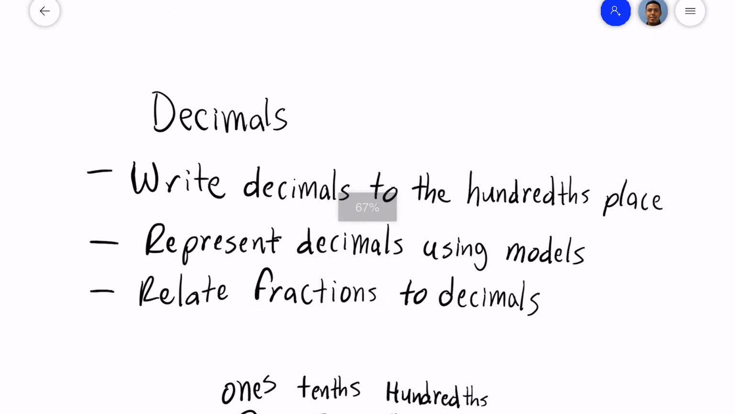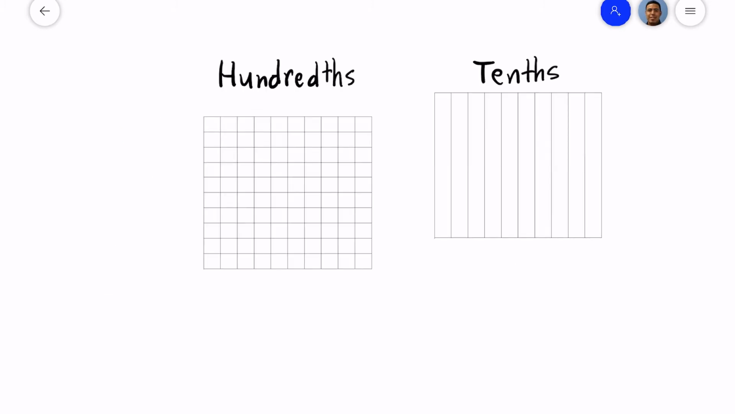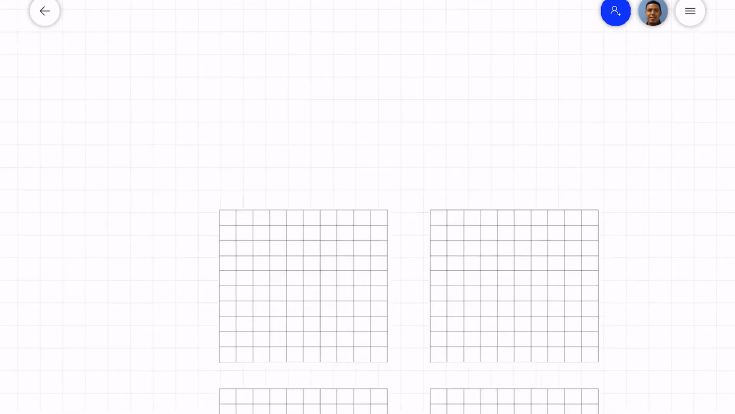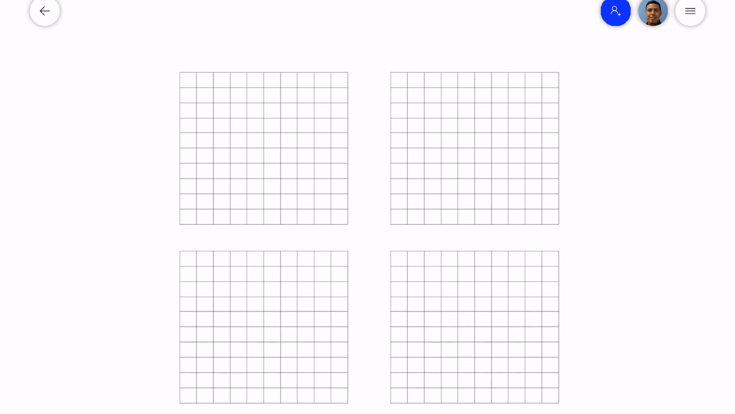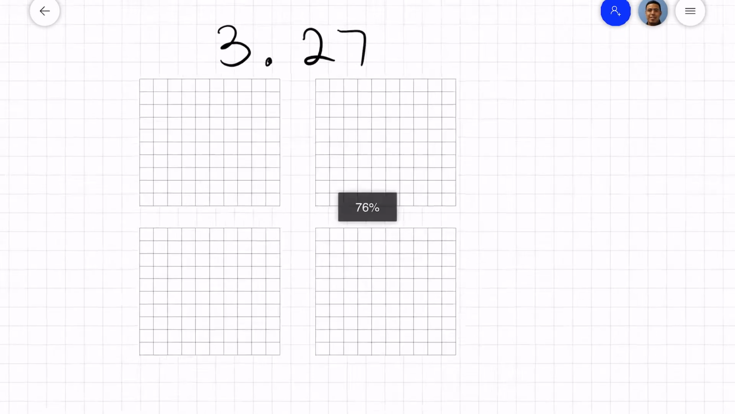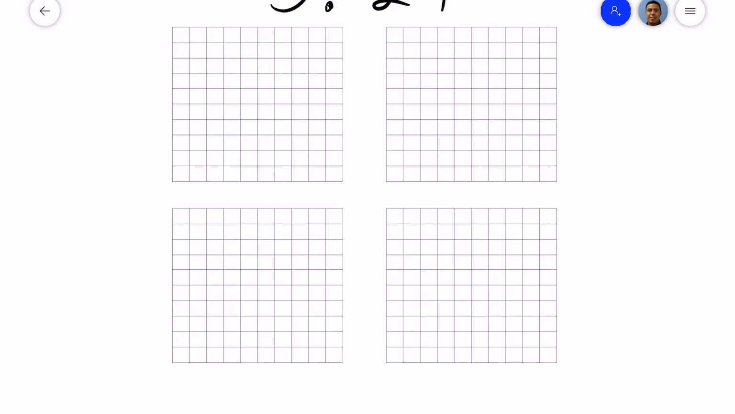So we already talked about how to write decimals to the hundredths place. Now let's go ahead and focus on representing decimals using models. Here I have 2 different models. I have the hundredths place and I have the tenths place. We're going to go ahead and write a number over here to be represented with models. So I'm going to write 3 and 27 hundredths. Now I'm going to be using these models to represent that number.